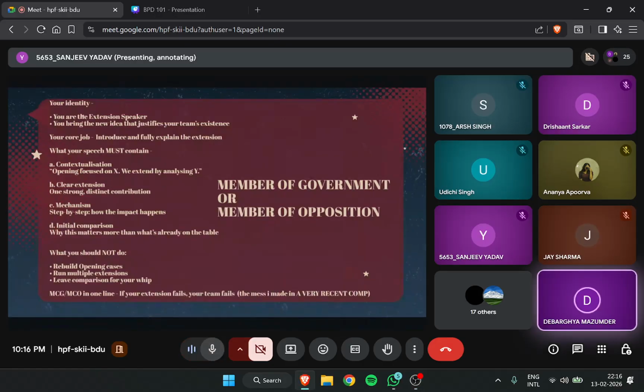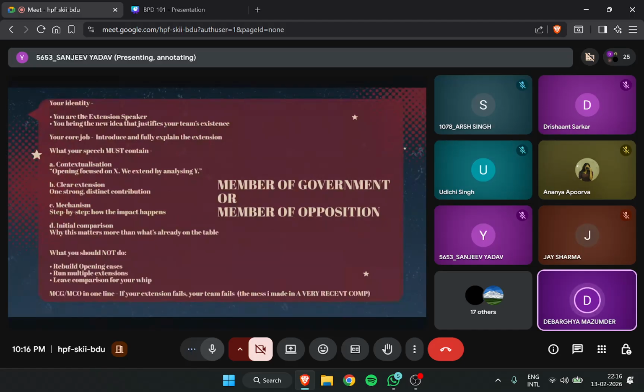Okay. Coming to the closing bench speakers. Again, closing bench members are a little bit tricky now because there is a new speaker role introduced to you all. That is member. We have two members, the member of closing government and the member of closing opposition.